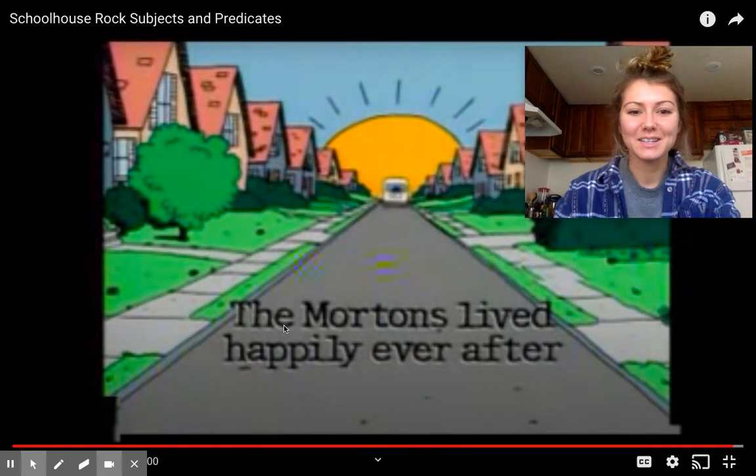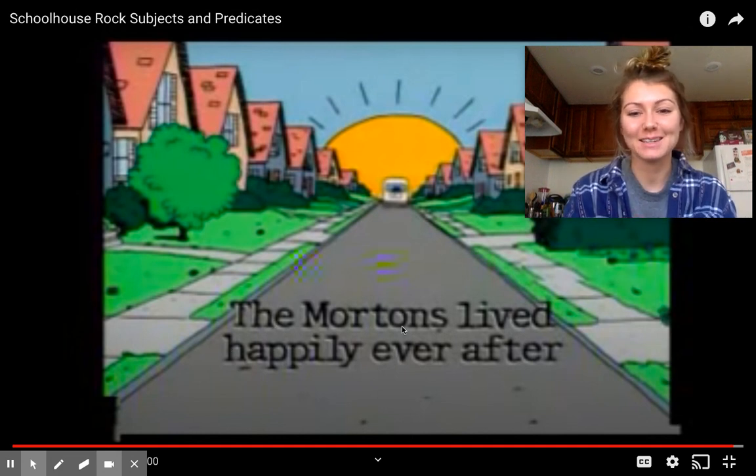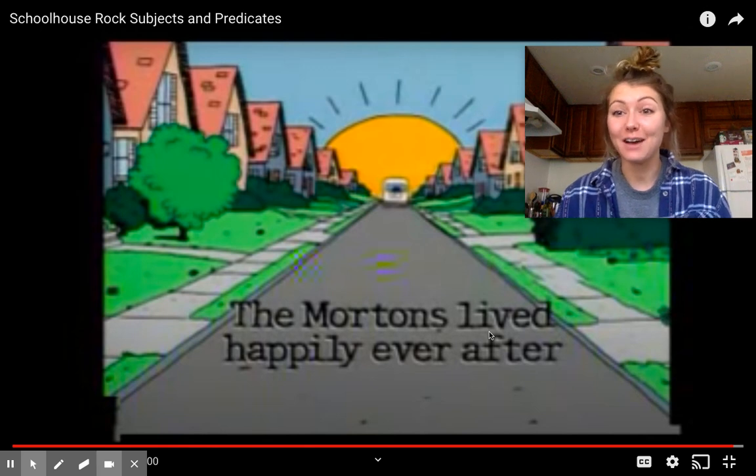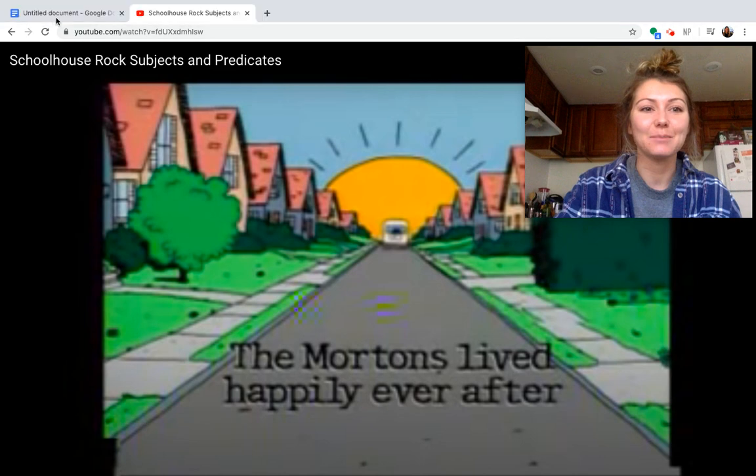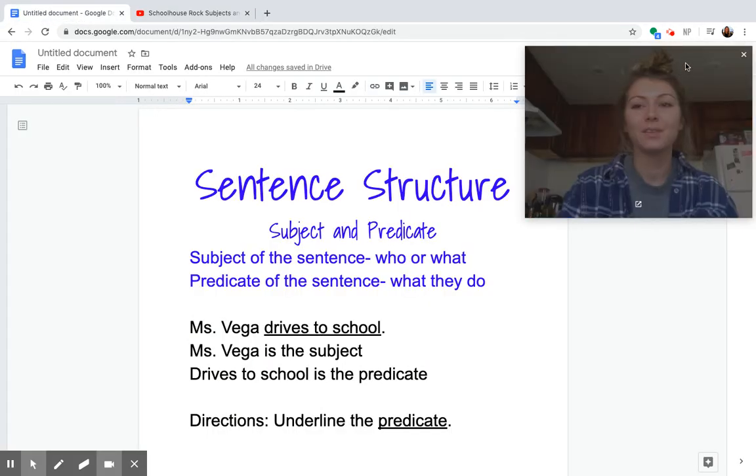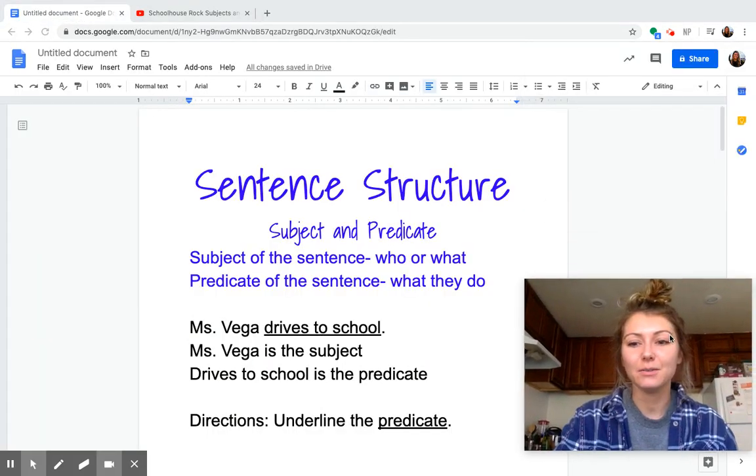All right, so again, we see that last example, the Mortons. Now they're married, so their last name is the same. The Mortons, that's the subject of this sentence, and lived happily ever after. Lived happily ever after tells us what they did. That's the predicate. We're going to take a look at some of our examples now. I'm going to move my video back all the way down here.